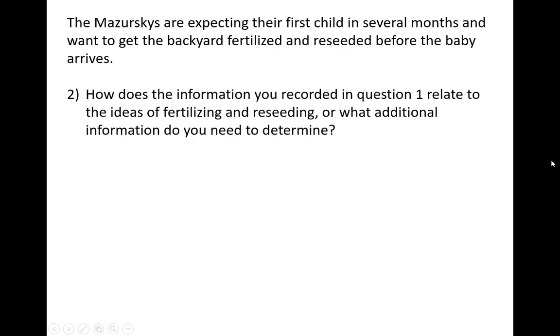All right, let's just carry on. It says the Mazurskis are expecting their first child in several months and want to get the backyard fertilized and reseeded before the baby arrives. How does the information you recorded in question 1 relate to the ideas of fertilizing and reseeding? Or what additional information do you need to determine it?